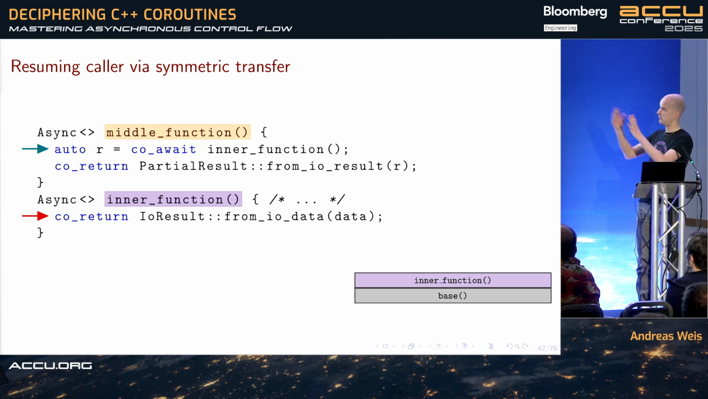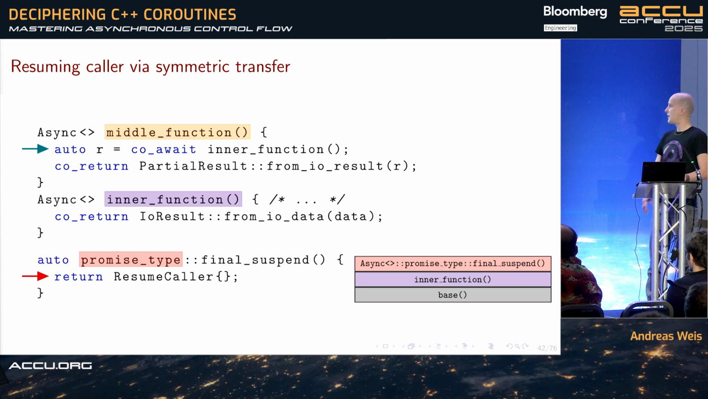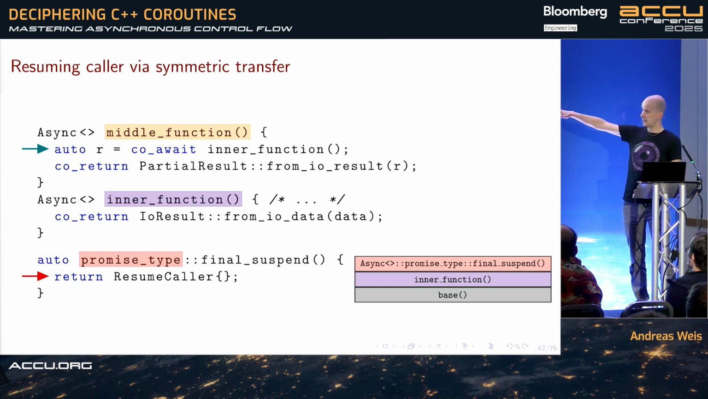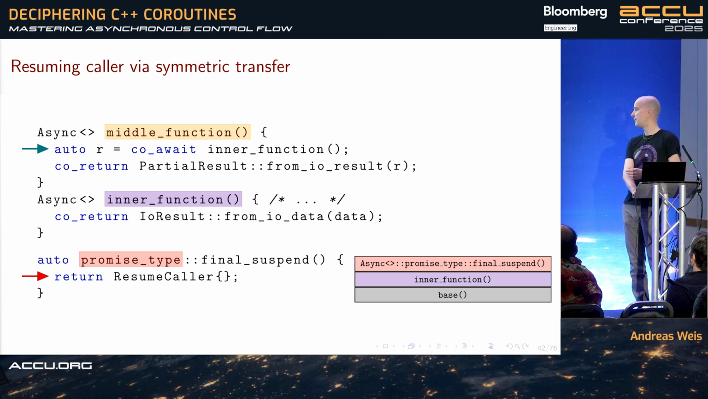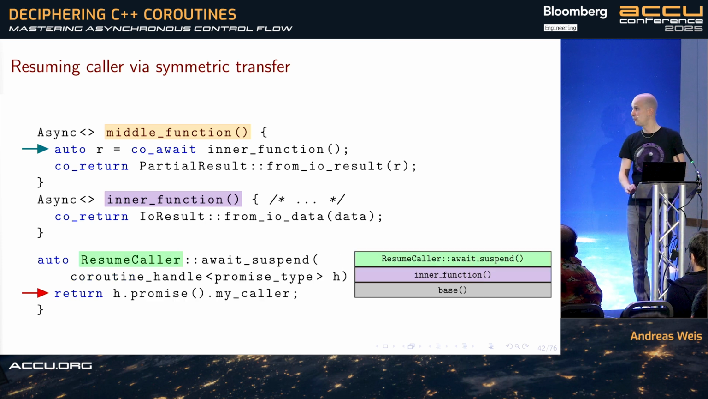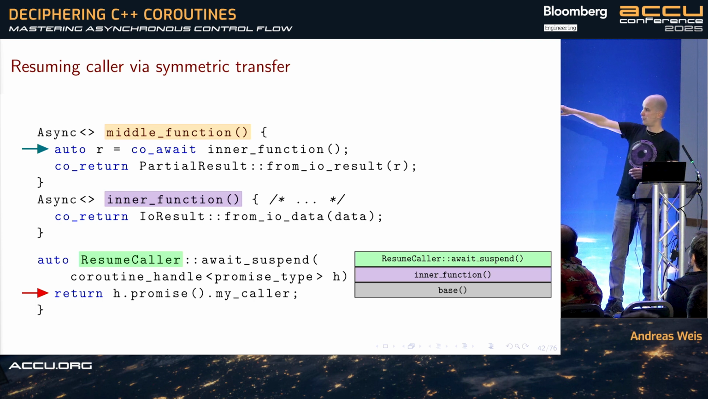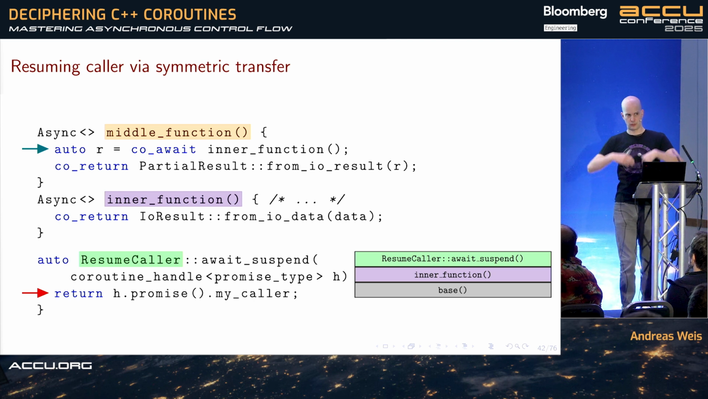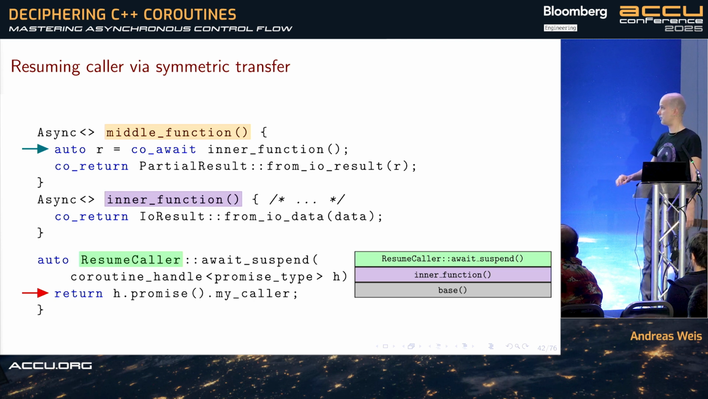So what happens is the inner function is done, right? So return_value is called, it stores away the data somewhere safe. And then final_suspend is called. We get to final_suspend, and here we return our magical resume-caller awaitable that we wrote earlier. The compiler will call co-await on that. So we will end up in the await_suspend function of that resume-caller. That will return the handle to the calling coroutine, which we stored away when we initially invoked all of the coroutines for the first time.